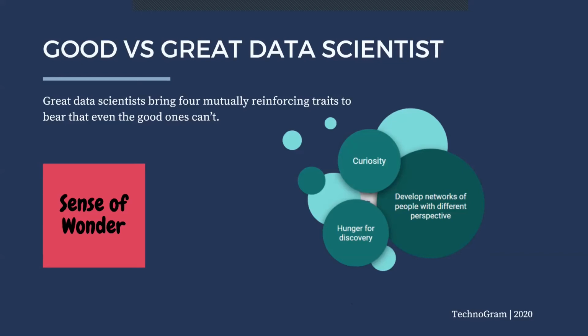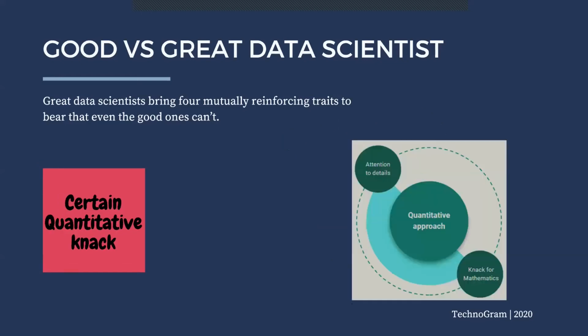Number two, the quantitative knack. Great data scientists simply see things that others don't. Mathematics has turned out to provide a convenient, amazingly effective language. Einstein used the phrase unreasonably effective for describing the real world. The great data scientist taps into the language intuitively and easily, in ways that even good data scientists cannot.